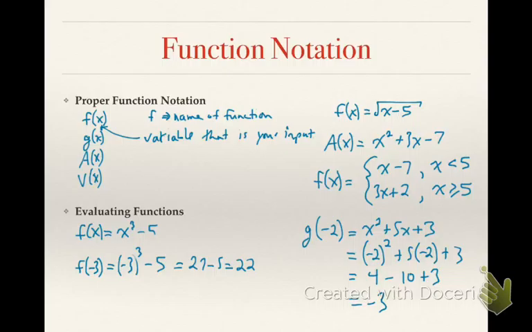Now in your answers, when you're asked to evaluate them, you should always write your answer like this: g of negative 2 is equal to negative 3. Use that notation. So you say f of negative 3 is equal to negative 32. That's how you can write your answers for these. Okay.